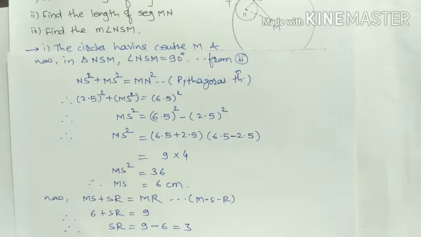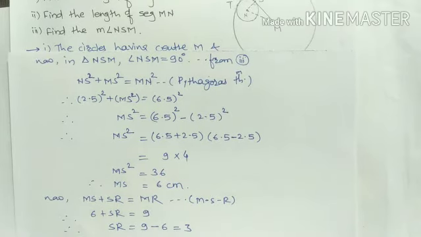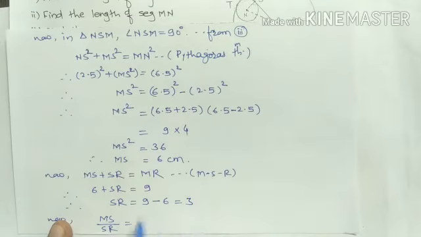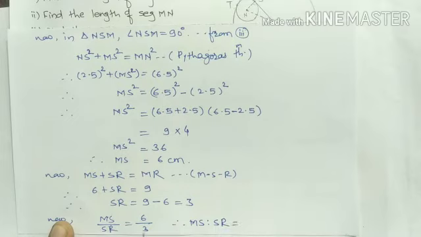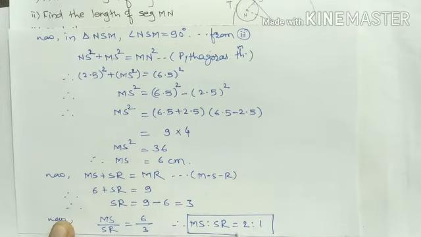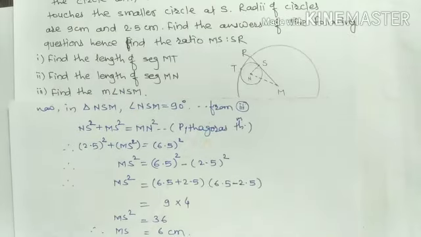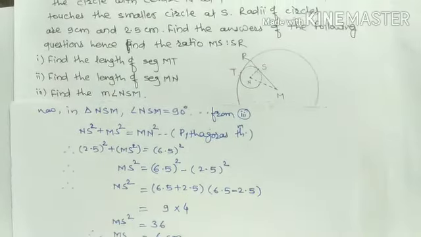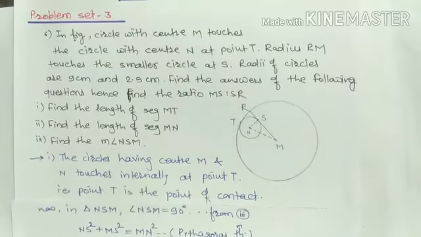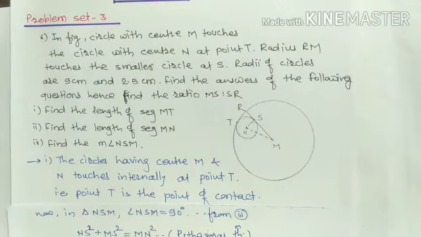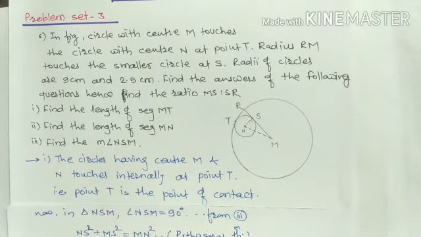And now we have to find the ratio MS upon SR. MS is 6, SR is 3, therefore MS is to SR equals 6 by 3, that is 2:1. In this way we found the ratio of MS is to SR, which was asked here. Here we solved all the sub questions in question number 6, by using the various properties and theorems which we studied in this chapter.